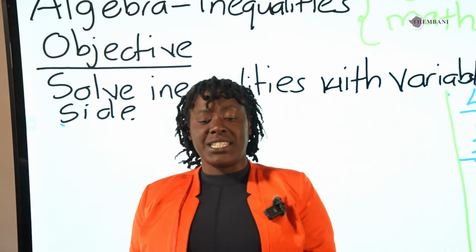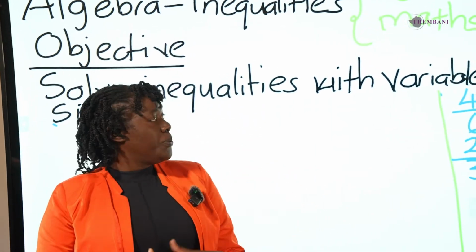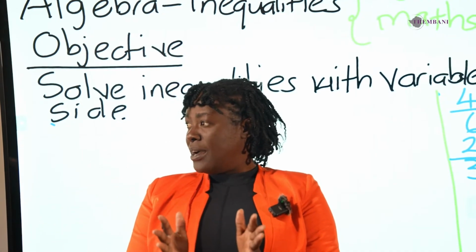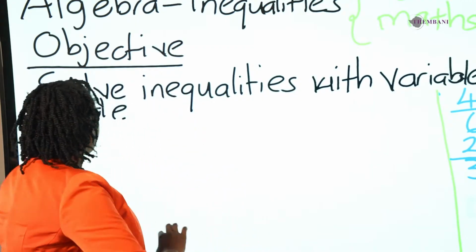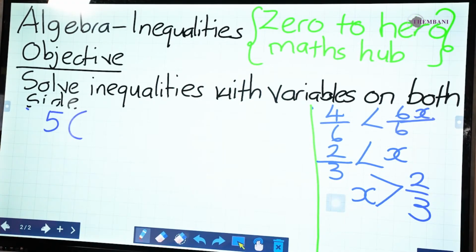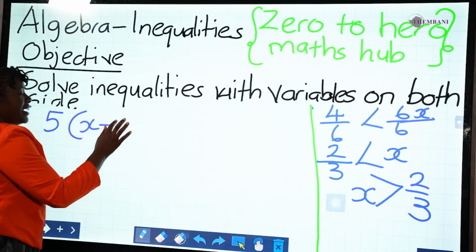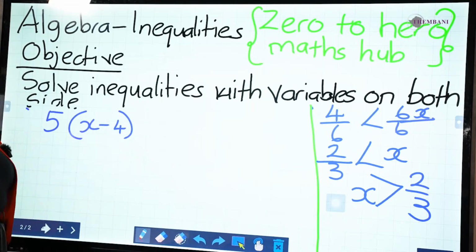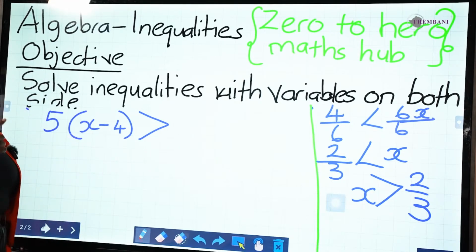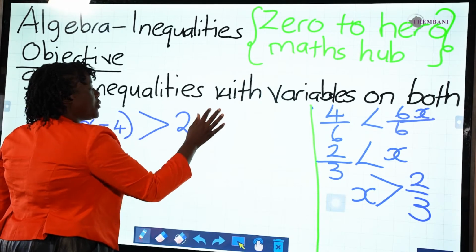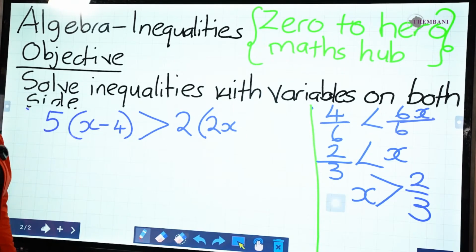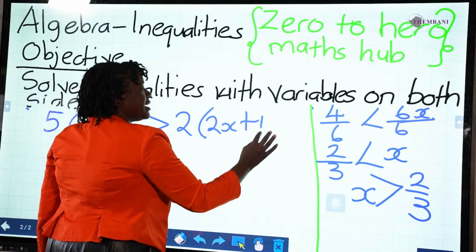So the next question that I want to put on the board actually has brackets. So the question is, I have 5 and I have a bracket, and my bracket is x minus 4, and then I also have an inequality sign facing this direction, and I have another bracket which is 2x, and in that bracket also I have plus 11.